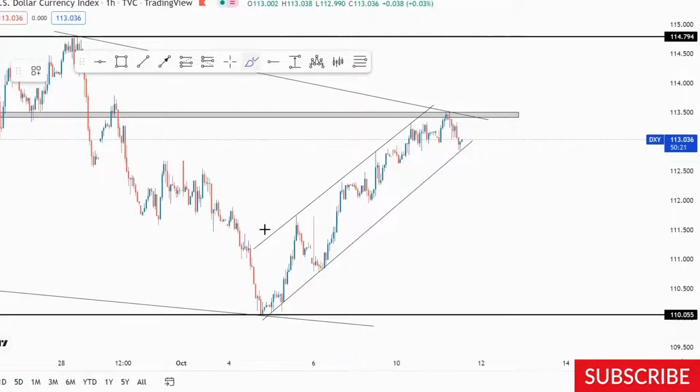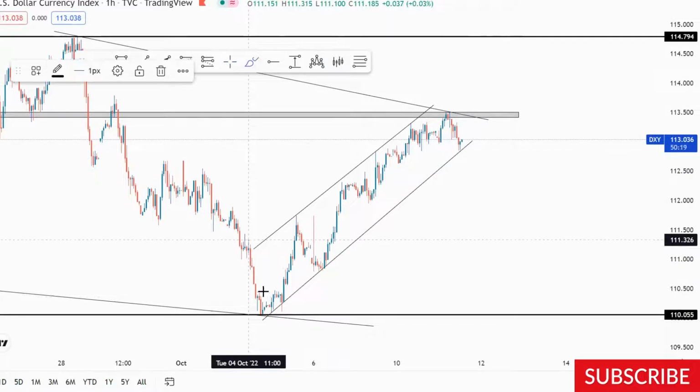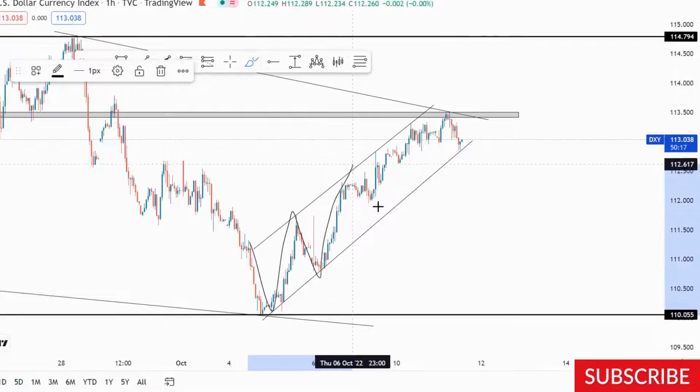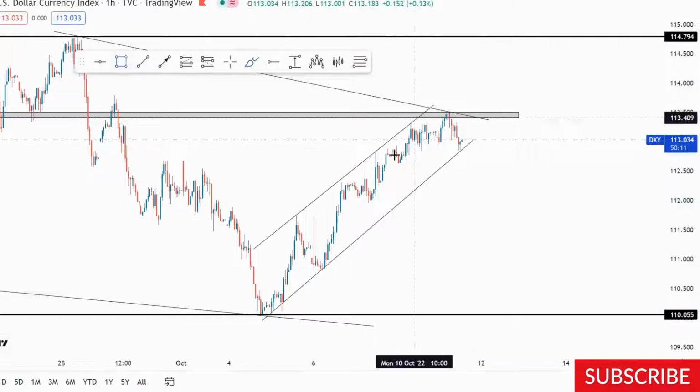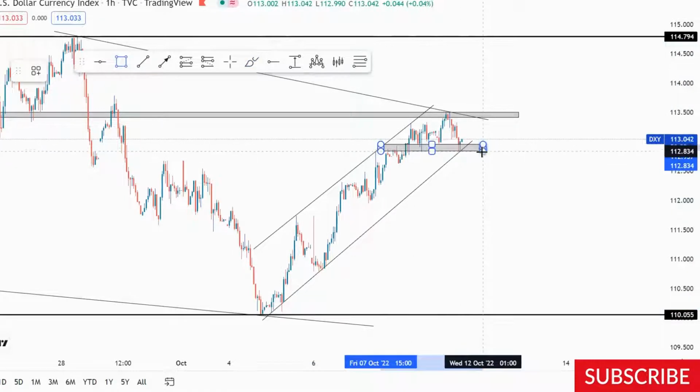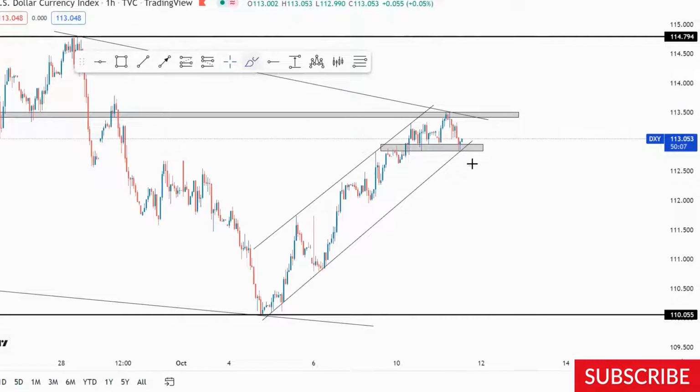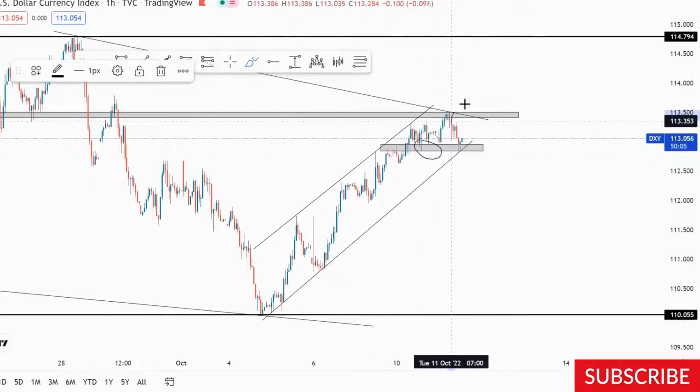However, if that doesn't happen, as I said, this is a higher high, higher low, higher high, higher low, higher high, higher low, higher high, then we might go back to the upside. And then we also have this minor support level, right? So I think the market is just playing now between the support and that resistance.